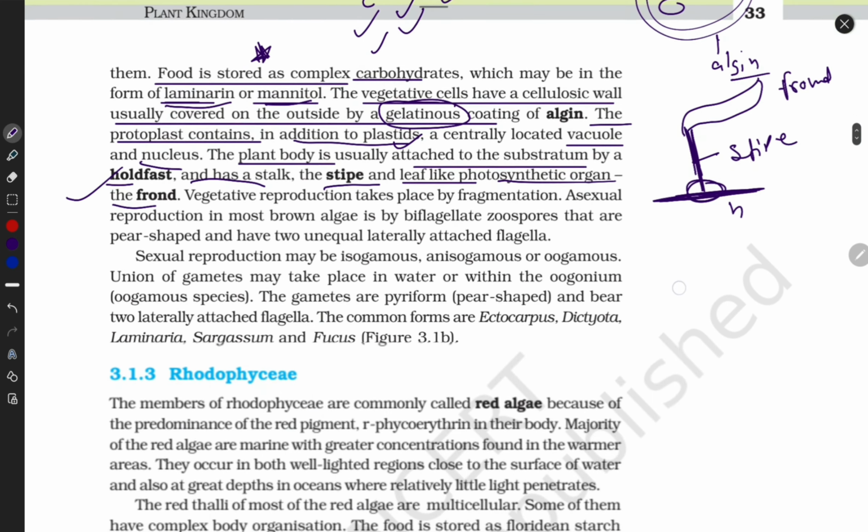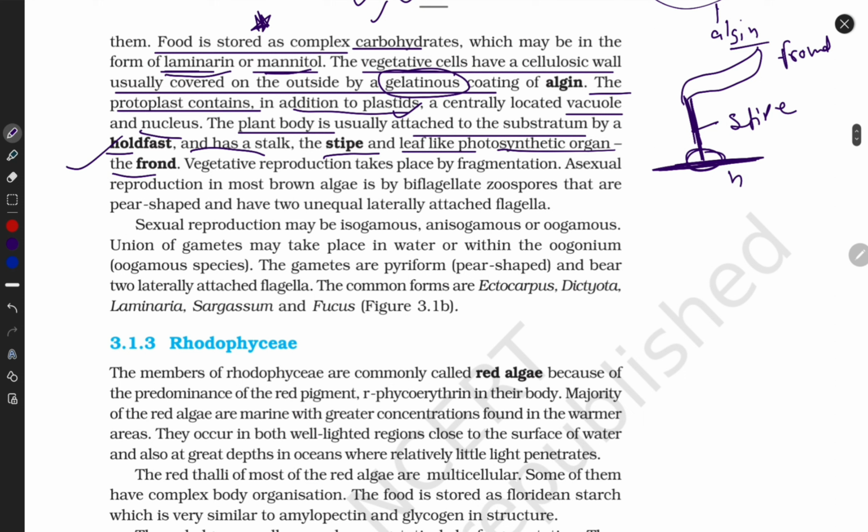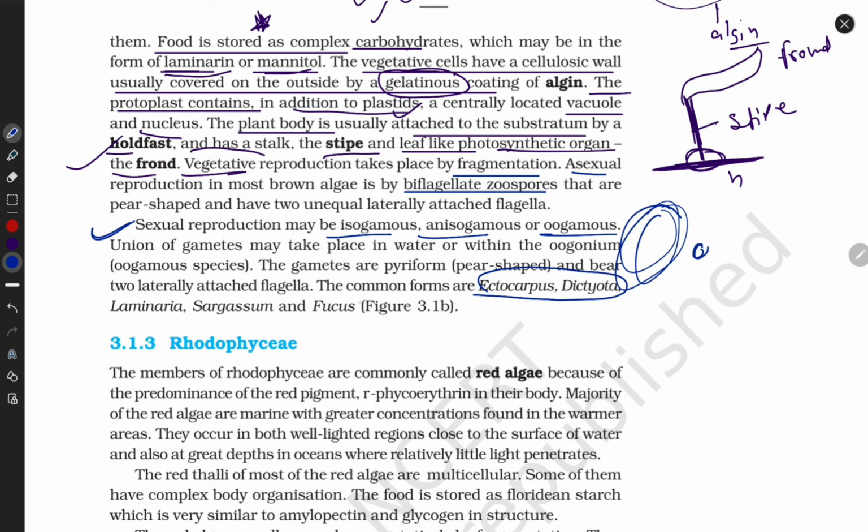Now, how do they reproduce? They reproduce by three methods: vegetative, asexual, and sexual. Vegetative is by fragmentation. Asexual is by flagellated zoospores. Now, sexual reproduction I also described: isogamous, anisogamous, and oogamous. Some gametes are small in size, some are large; in one case one gamete is large and one gamete is small. And these are the examples of the Phaeophyceae class.